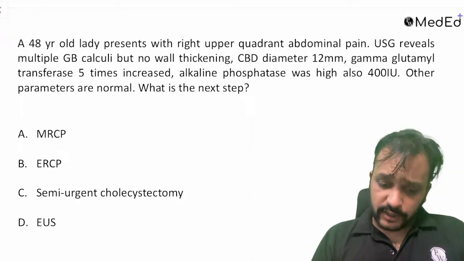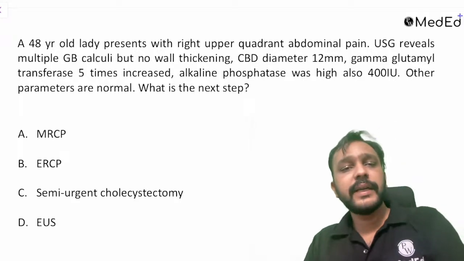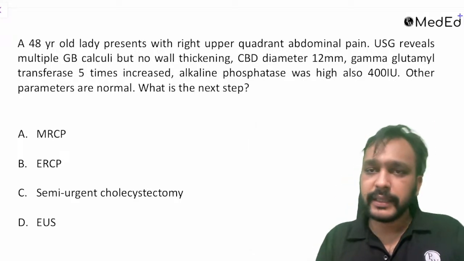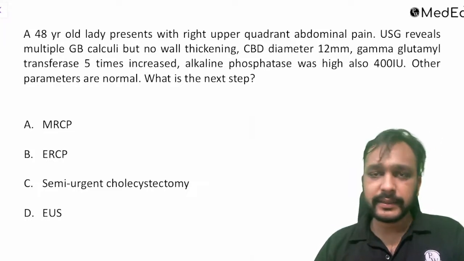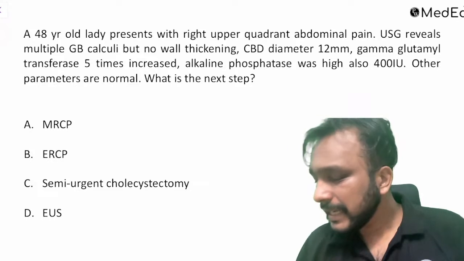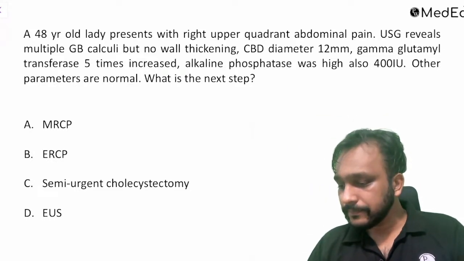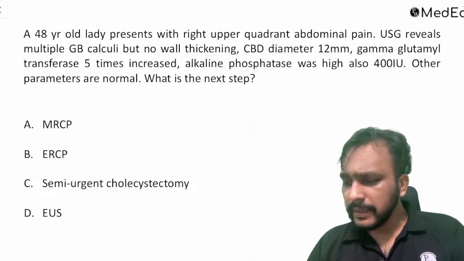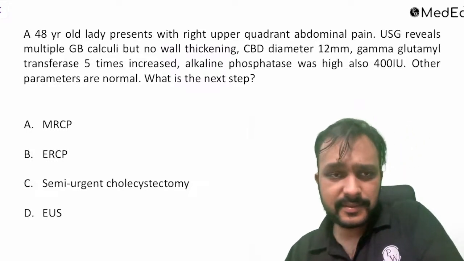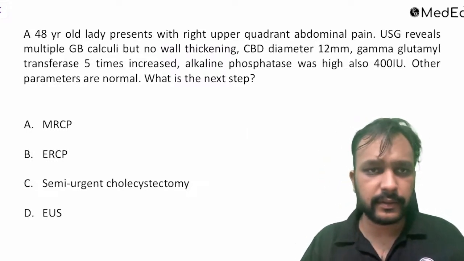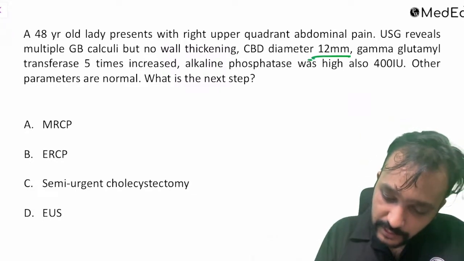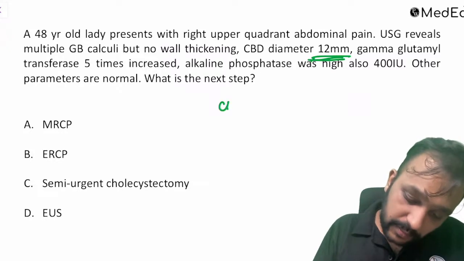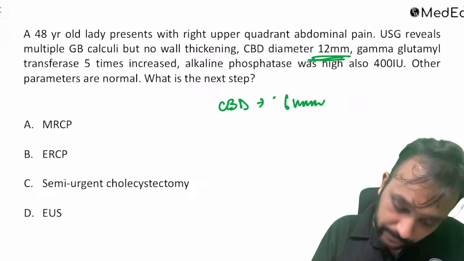A 48-year-old lady presents with right upper quadrant abdominal pain. Ultrasound reveals multiple GB calculi but no wall thickening. Alkaline phosphatase was high. Gamma glutamyl transferase 5 times increased. Other parameters are normal, right? So CBD measures 12 mm. So guys, normal caliber of CBD is less than 6 mm.